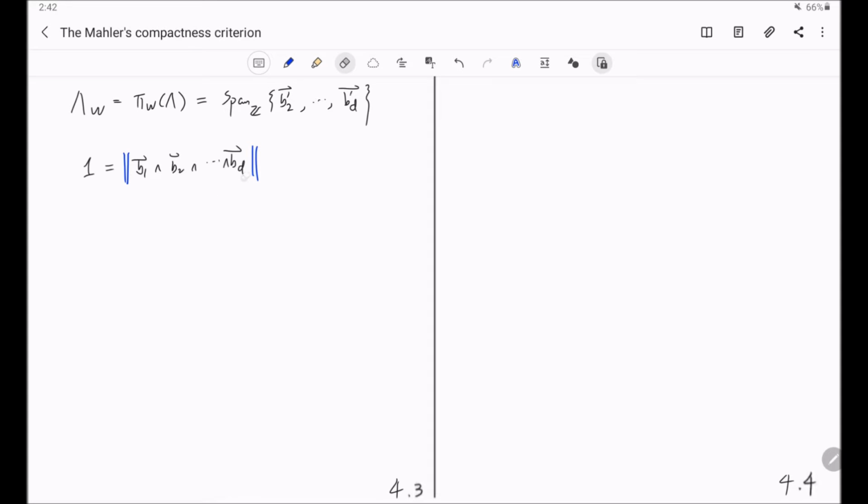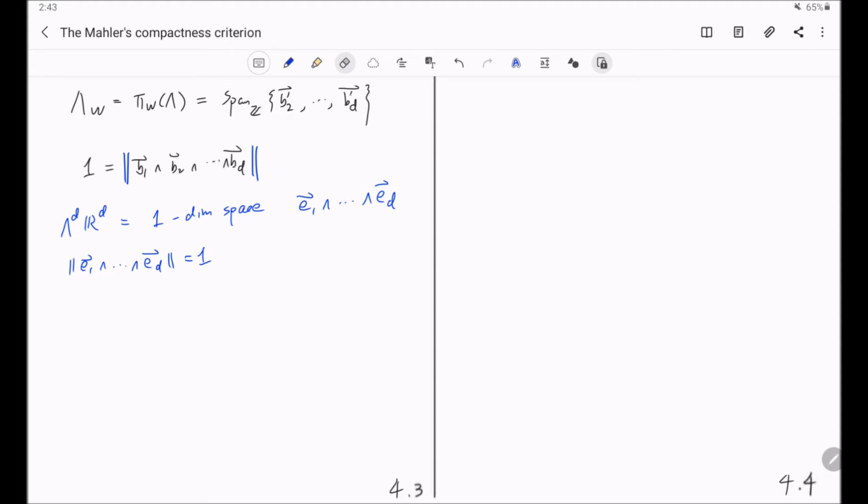This norm is defined as follows. Remember, when you take the D-th wedge product of R^D, you just get a one-dimensional space. And this one-dimensional space only has one basis element, the wedge product of E1 through ED. And in this wedge product space, you stipulate that this element has norm 1.